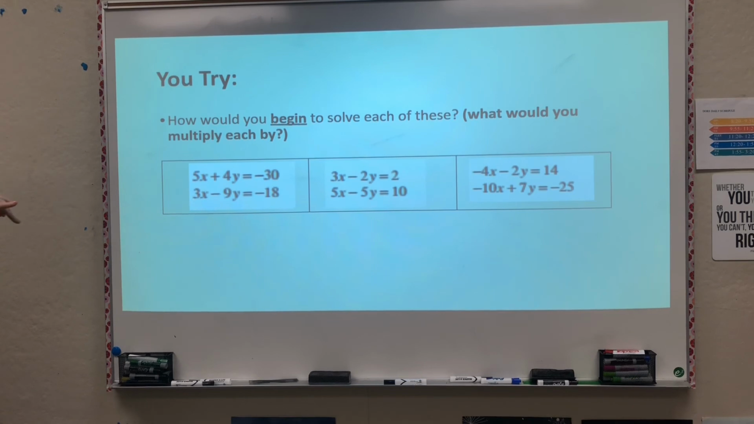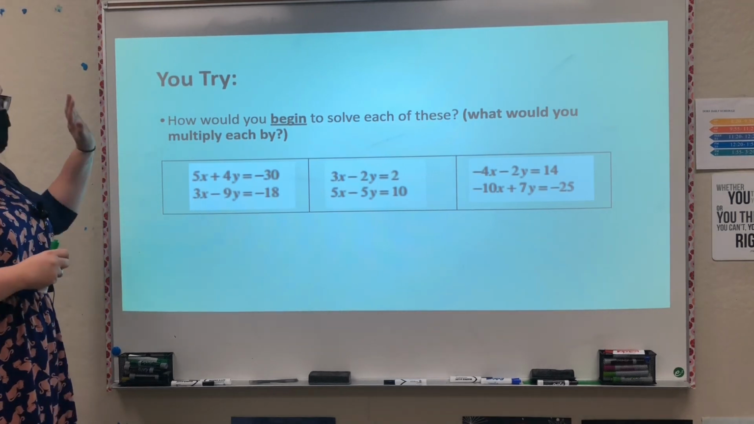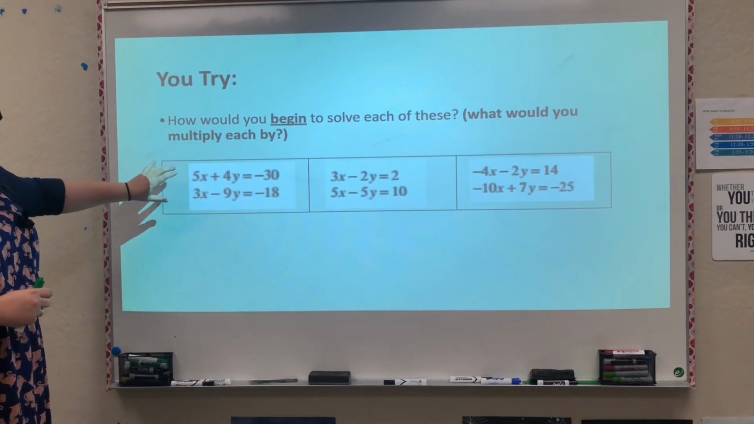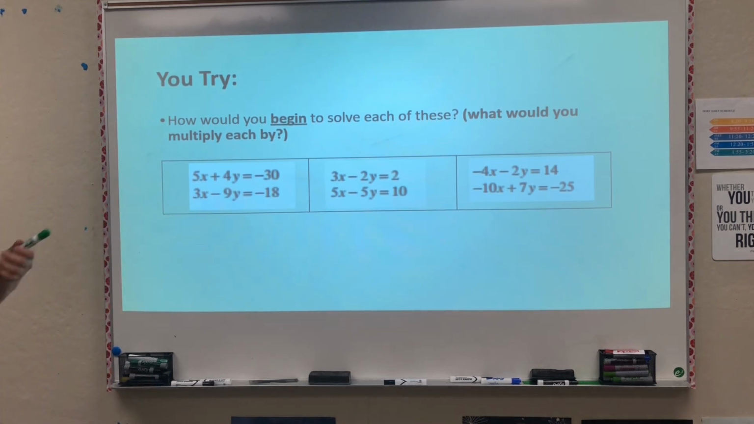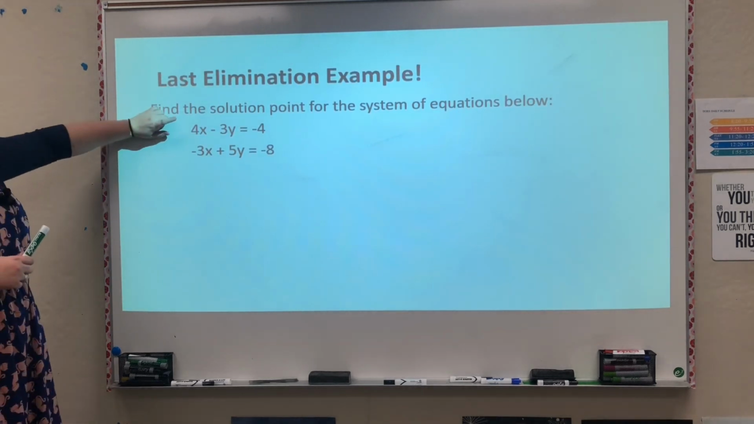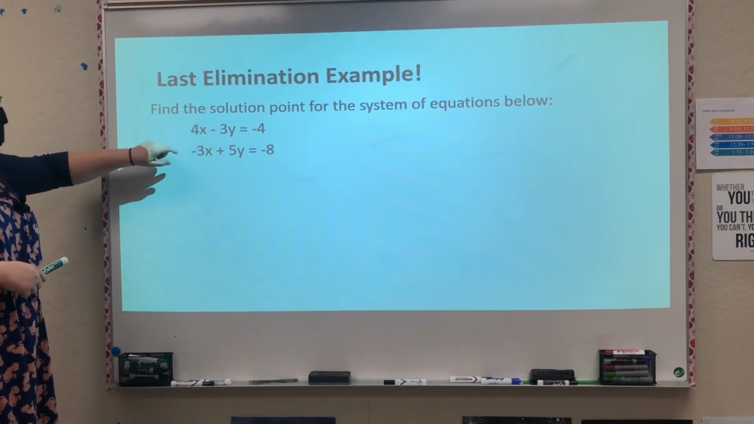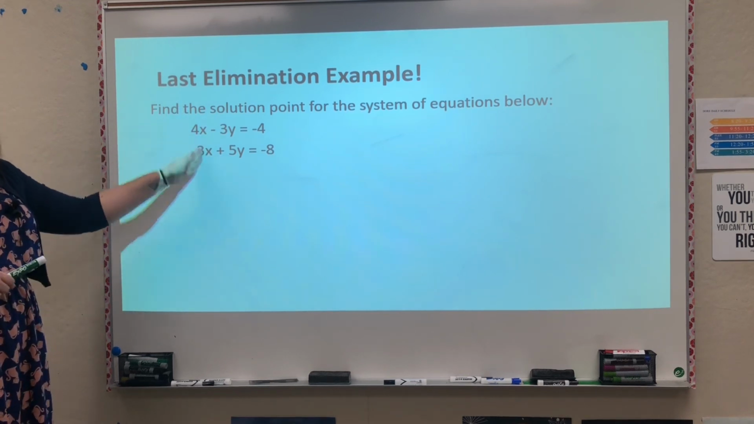The first couple ones I've got here for you, we're not going to actually solve any of these. I just want you to show me how you would set them up to use elimination. So I wish I hadn't erased it. But in that last problem, you had started by telling me we're going to multiply this first equation by 3, the second equation by 4 to eliminate our x's.